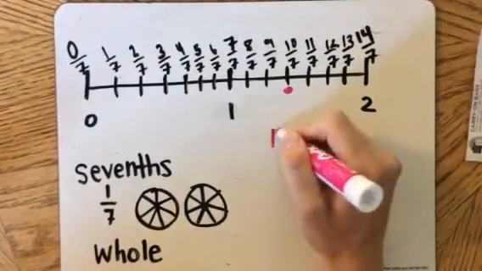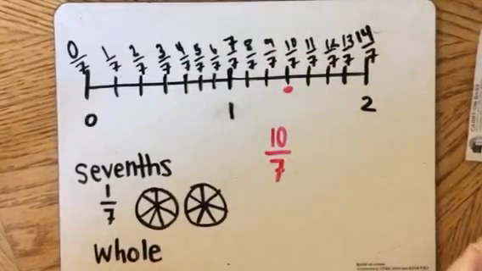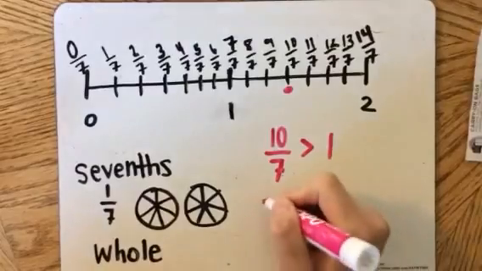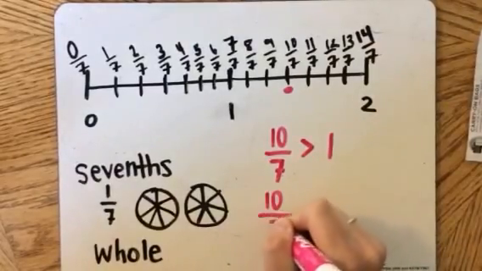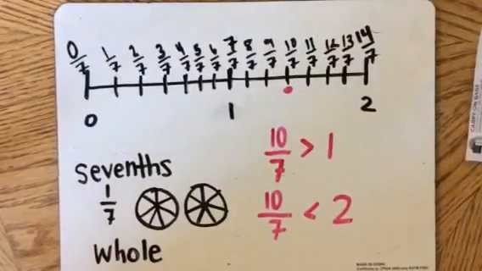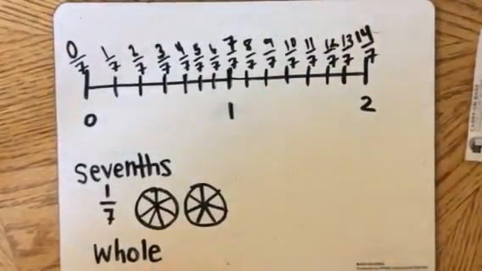And I could write an inequality. 10 sevenths is greater than 1. Or 10 sevenths is less than 2. Now I want you to choose a fraction that is between 0 and 1. What's a fraction that's between 0 and 1?